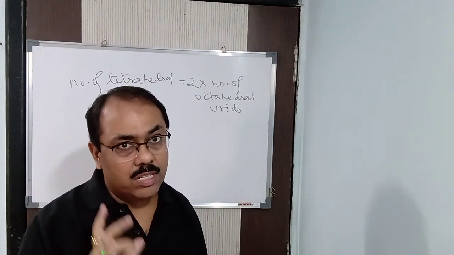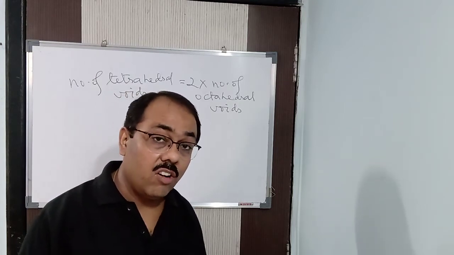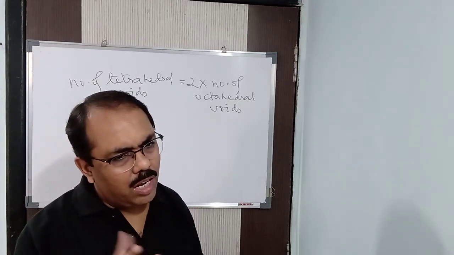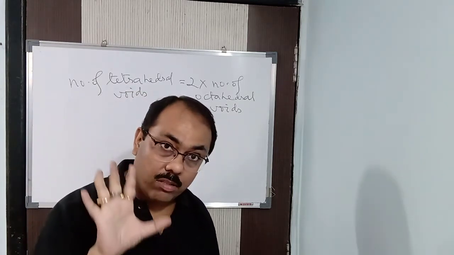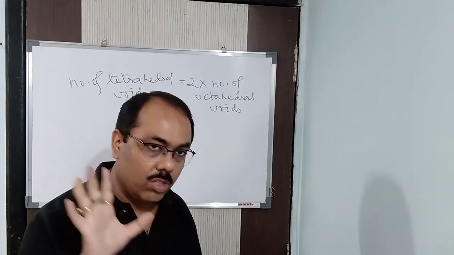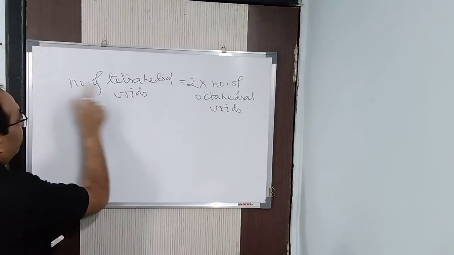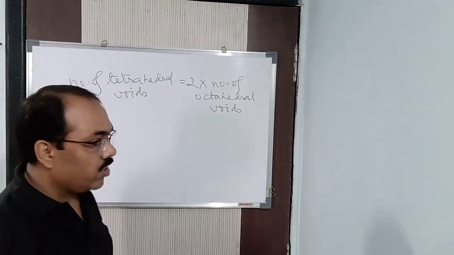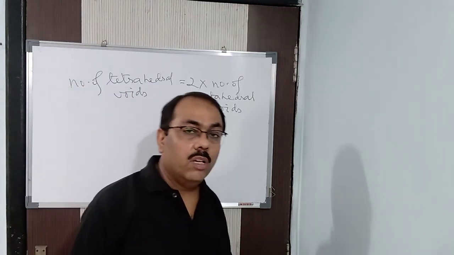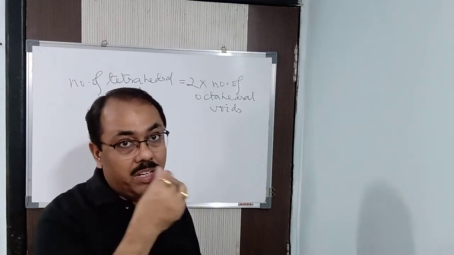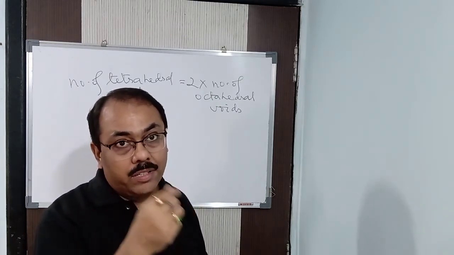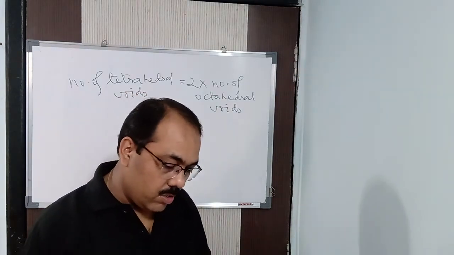This concept is very important, because many of the children did not understand. They ask, how is it 2 tetra, 1 octa? I'm telling you, it is very, very important, so don't neglect this one. This is the number 1 formula: the number of tetrahedral voids is equal to 2 times the number of octahedral voids. When you do numericals upon voids, it is very, very important. Clear?